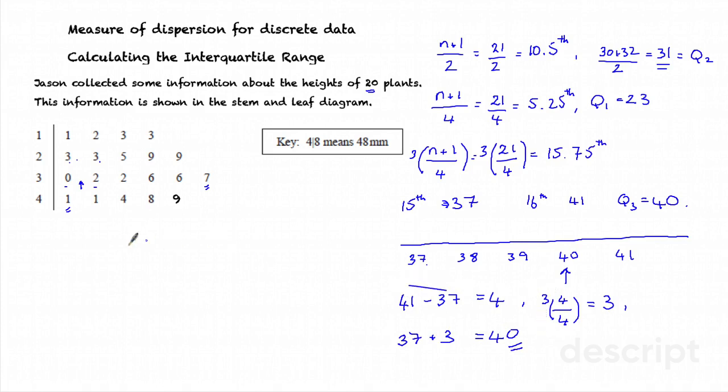So we were here to find the interquartile range, which is Q3 minus Q1. In this case, it is 40 minus 23, 17. That's the end of this video.